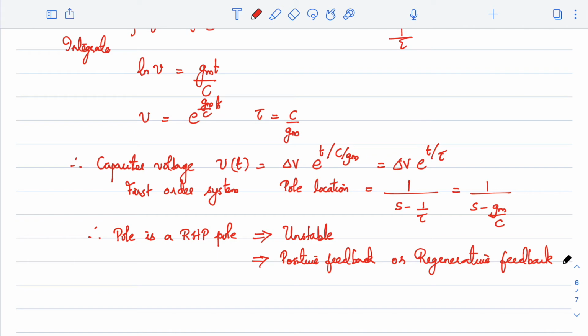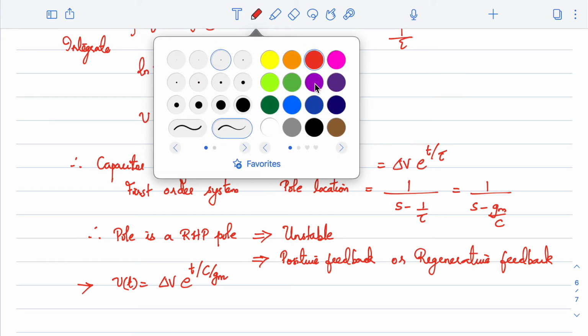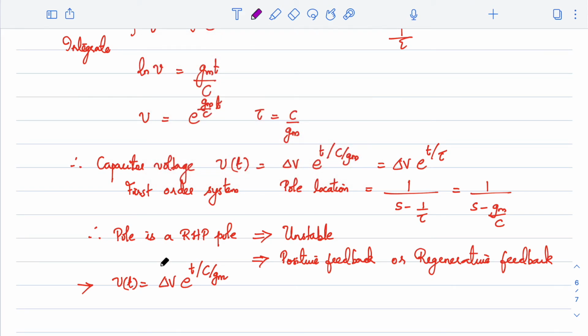All right. Now, bringing back this expression, v of t is equal to delta v into e to the power of t divided by c by gm. Looking at this expression, can you tell me what is the gain of this circuit? Your initial voltage is delta V, your final voltage is delta V into this factor. So this can be considered as the gain of the system, right?